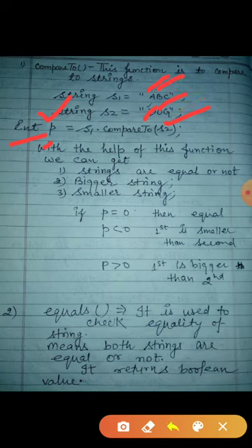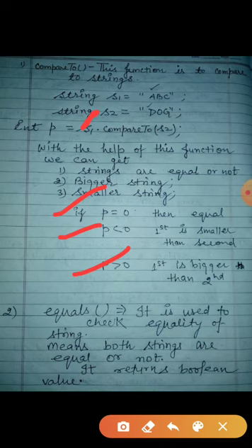So now how will you find out equality, smaller or greater? Look here. If the value of P equals 0, then both strings are equal. If P is less than 0, it means the first string, which one you have written first, is smaller than the second one. If P is more than 0, it means the first string is bigger than the second one. So this is the working of the compareTo function. Now move on to the next function.